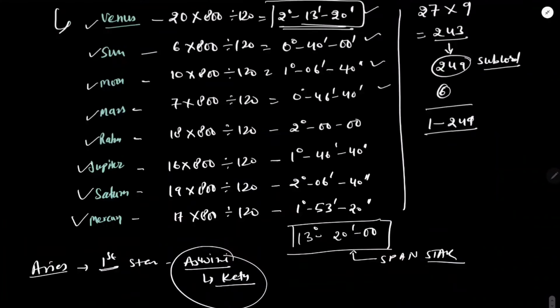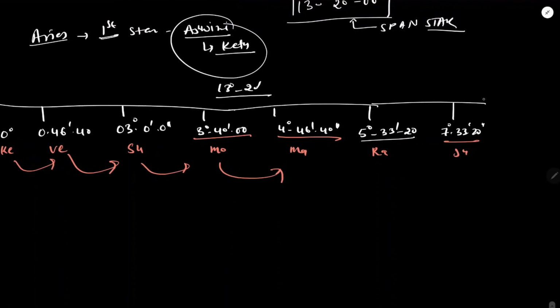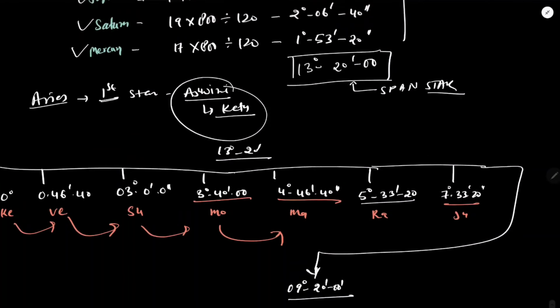Then the Jupiter span is of 1 degree 46 minutes 40 seconds. If we add in this, then we will get around 9 degree, then 20 minute, then 0 second.